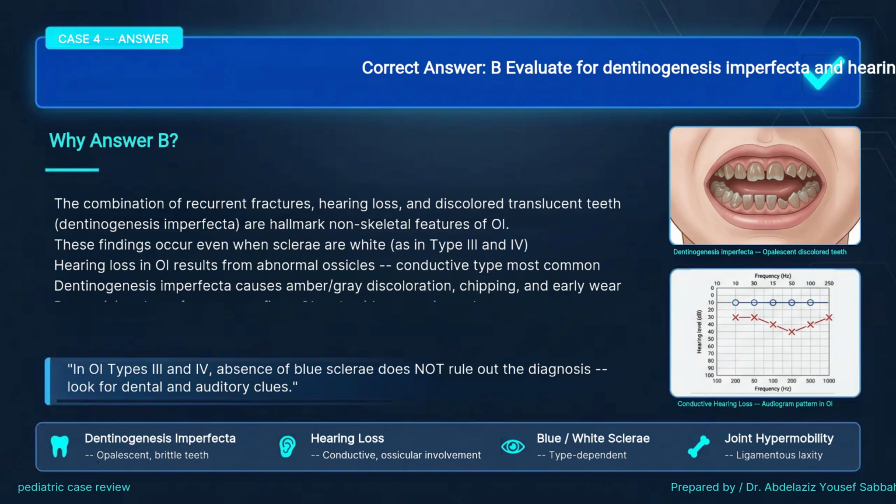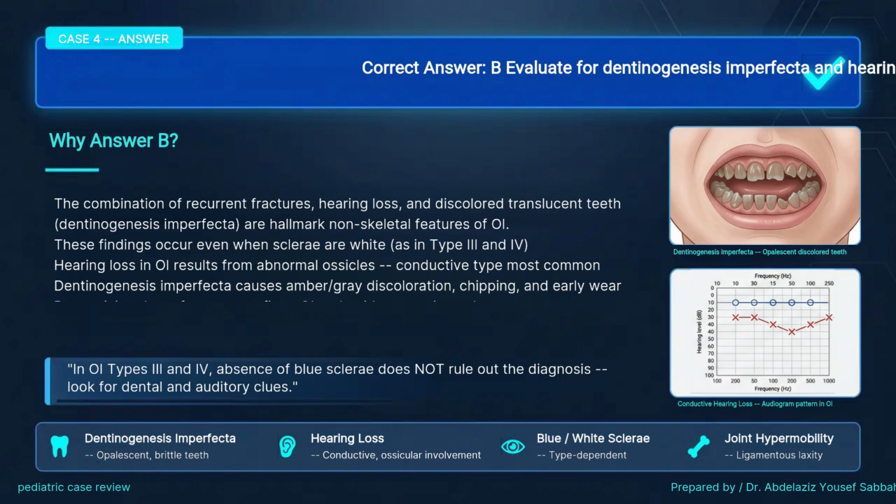These findings occur even when sclerae are white, as in types 3 and 4. Hearing loss in osteogenesis imperfecta results from abnormal ossicles, with conductive type being the most common. Dentinogenesis imperfecta causes amber or gray discoloration, chipping, and early wear of teeth.